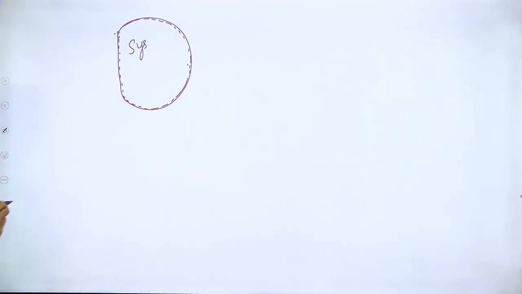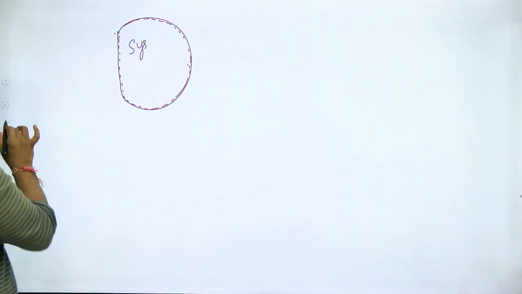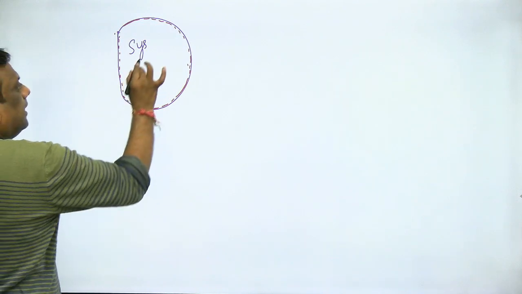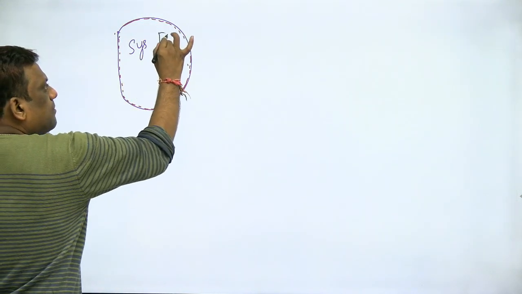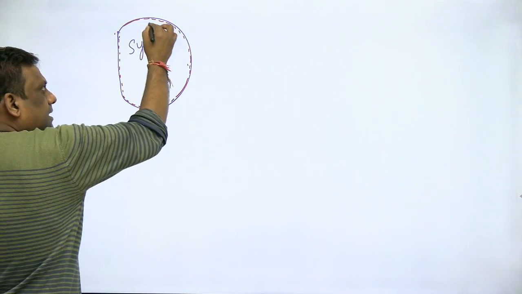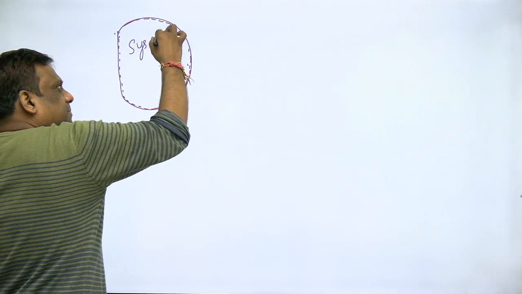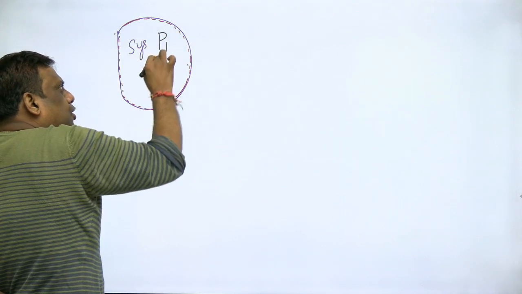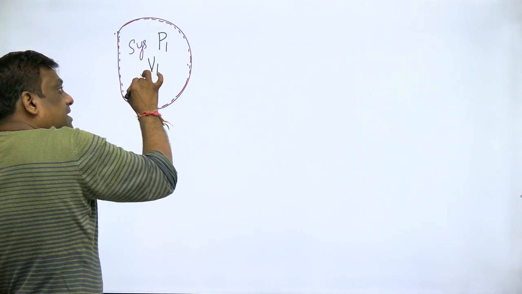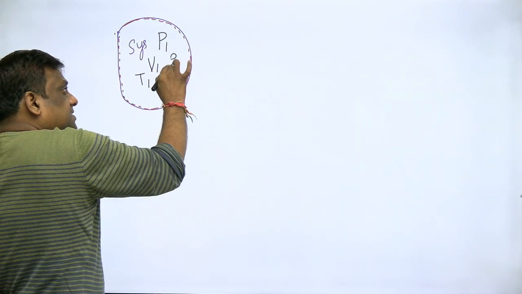This is the boundary of the system. Now, let the pressure of the system be P1. Maybe gas or liquid, whatever it may be, it is exerting a pressure P1. Let it occupy a volume V1. Let its temperature be T1. Let its density be ρ1.